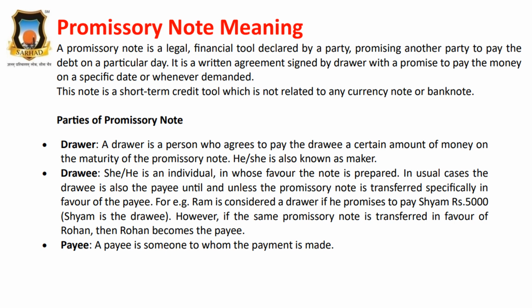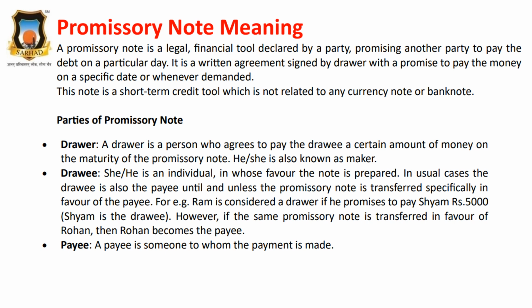A promise which is post-dated, a promise in the future that I'm going to give you money in future, and this is in a written agreement. So this is a promissory note. I hope you understand the meaning of promissory note. Now, who is involved in the promissory note? It means parties of the promissory note. There is a very simple way. There are three parties: drawer, drawee, and payee. These are the three parties.